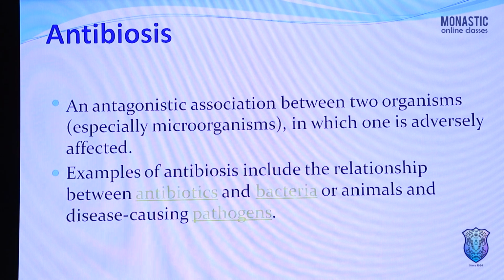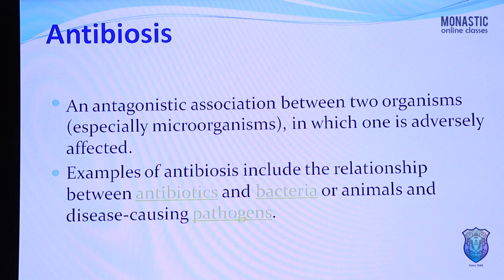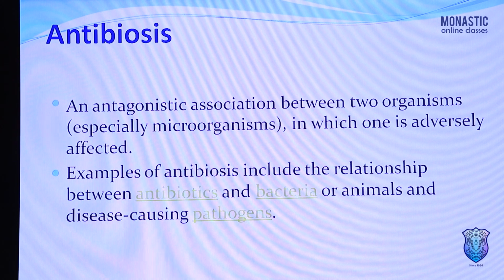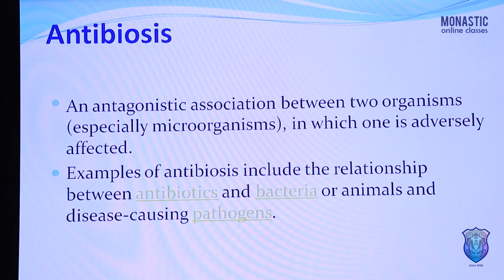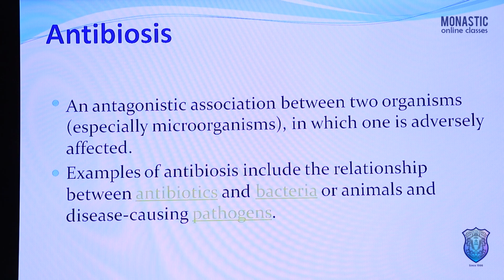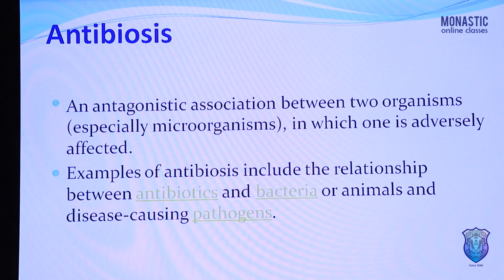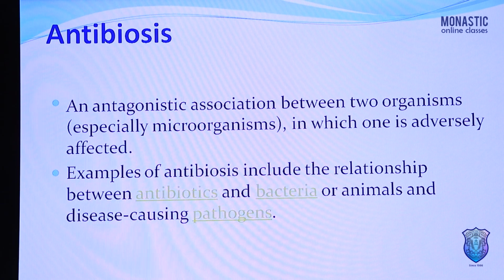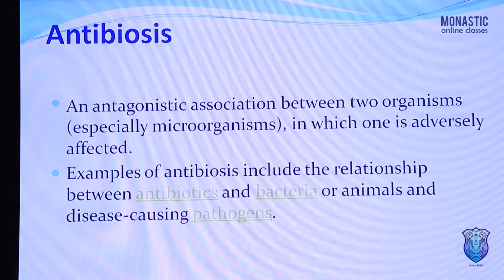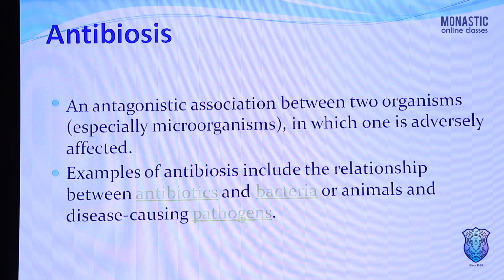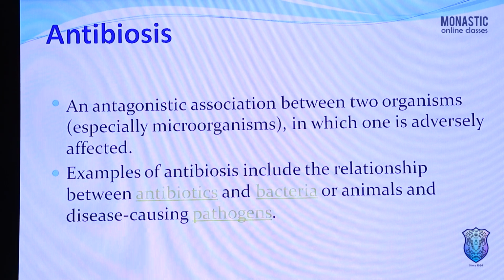Okay? In other examples, at least one is benefited, but here both of them are not benefited, yet they adversely affect the others. So examples of antibiosis include the relationship between antibiotics and bacteria. Some types of bacteria produce antibiotics which kill other bacteria or disease-causing pathogens. So these are organisms in which pathogens live, which cause diseases.